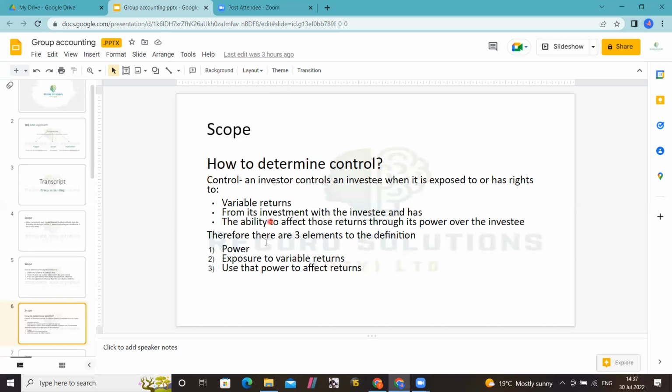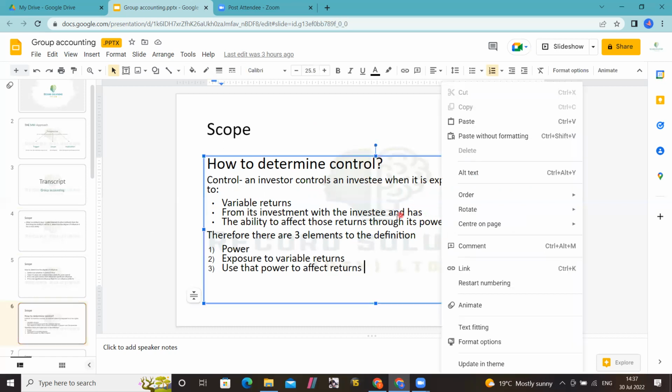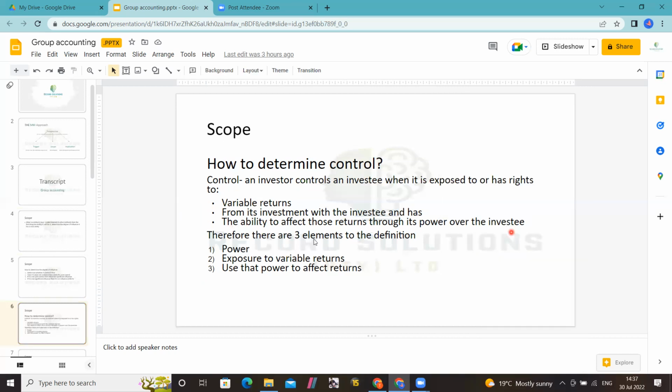And then you apply it using these 3 elements. As you can see, there are 3 elements to this definition. Number one is power. An investor controls an investee when it is exposed to, or has rights to, variable returns from its involvement with the investee and has the ability to affect those returns through its power over the investee. So we have to determine how the investor has power over the investee. That's the first thing.